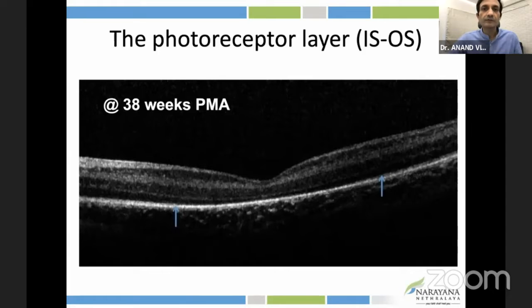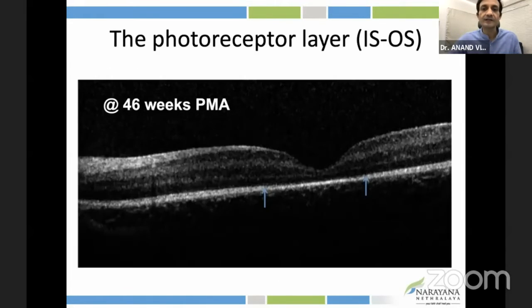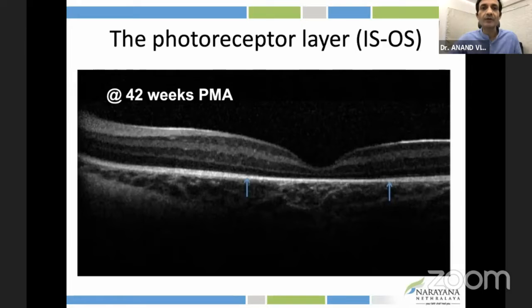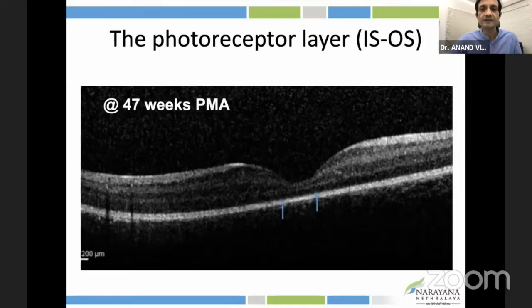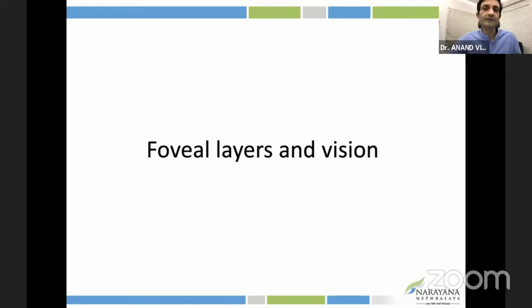Now, train your eyes on the two vertical blue arrows that you will see in every successive slide. They're going to come towards each other. So this shows you that the ellipsoid zone, or the ISOS, is going to come towards each other, which means it is beginning to grow as the baby grows older. This is a preterm baby born and postnatally at 42 weeks, 46 weeks, 47 weeks. And that's when it becomes a bifid layer or a two layer. This basically means that all preterm babies are not born with all layers. And it starts happening after a few weeks or few months.